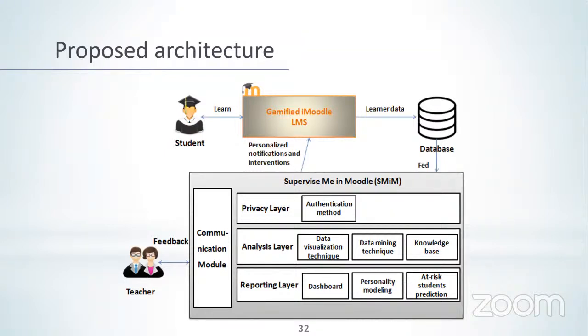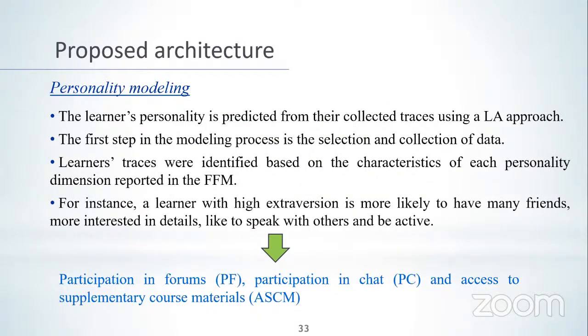So we move now to present the implicit personality modeling in detail. The learner personality is predicted from their collected traces using the learning analytics approach. In the first step of the modeling process, we will select and collect the data of the learners. Then learners' traces were identified based on the characteristics of each personality dimension reported in the five-factor model.